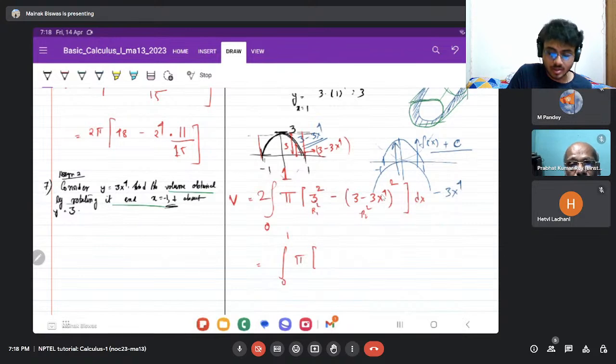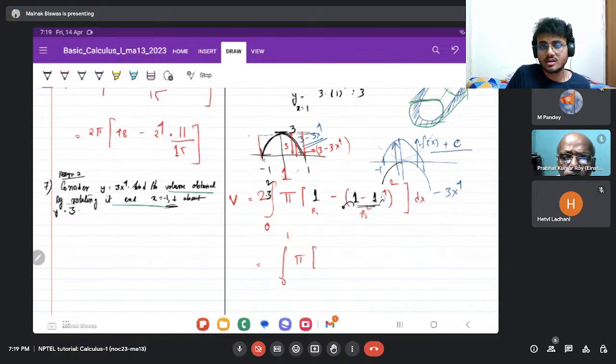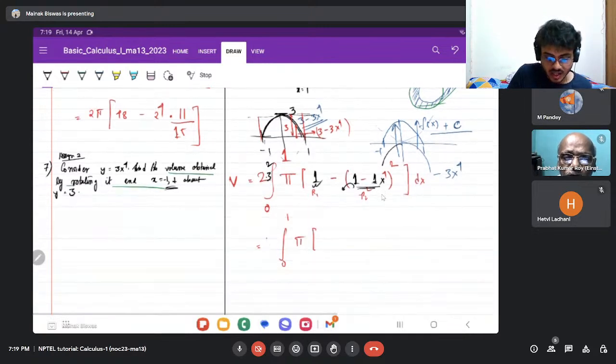3x square you can take common, right? If I take 3x square common, you'll get 1 minus x to the power 4 whole square. I took 3 outside, it became 3x square, and here there was 3x square. I took all of those common and made it 18. So 1 minus x to the power 4 squared dx.